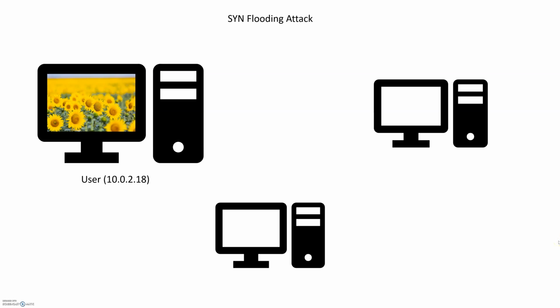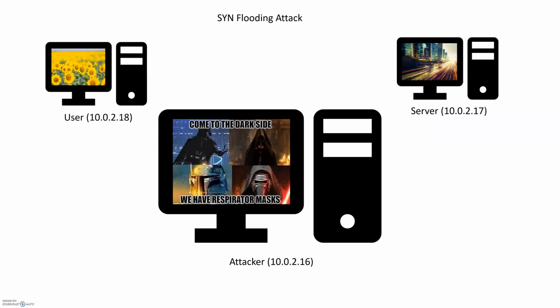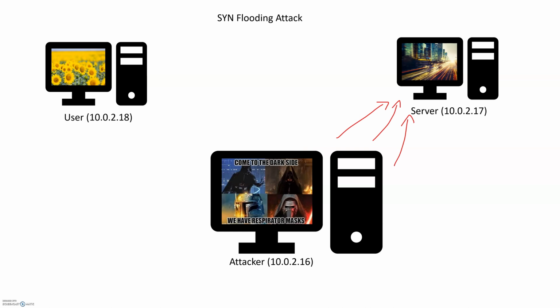To gain a first-hand experience of the SYN Flooding attack, we will launch the attack in our virtual machine environment. We have set up 3 VMs, one called user at 10.0.2.18, one called server at 10.0.2.17, and the other called attacker at 10.0.2.16. And our goal is to attack server, preventing it from accepting telnet connections from any host.